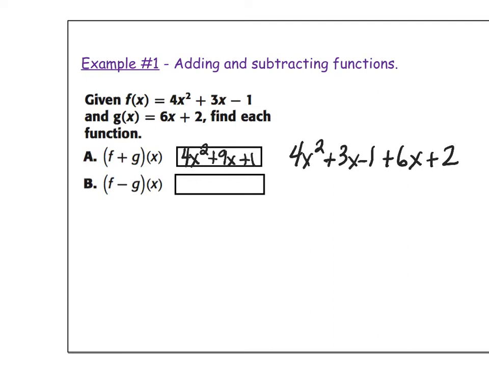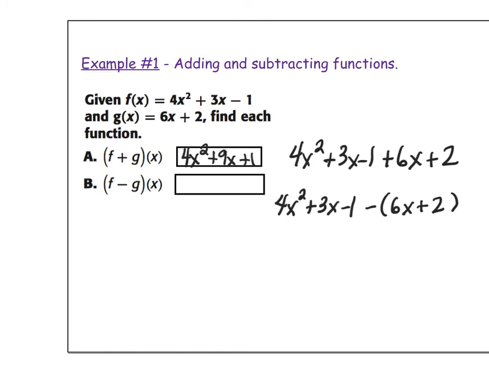Now, the second part is a little bit trickier. You have to be very, very careful. So I'm doing part B. I'm subtracting the two functions. What I'd like to do is go ahead and copy the first one down, put a minus sign, and then put parentheses because you're subtracting the total function, not just part of it. So I just put it this way.